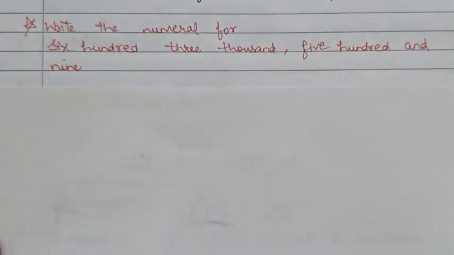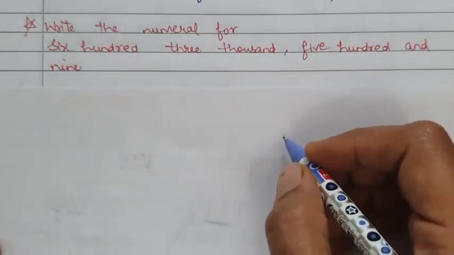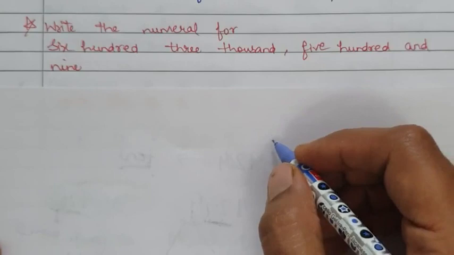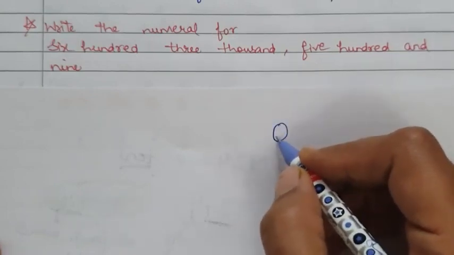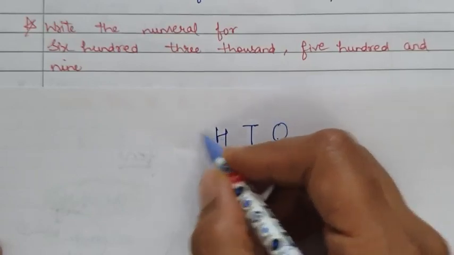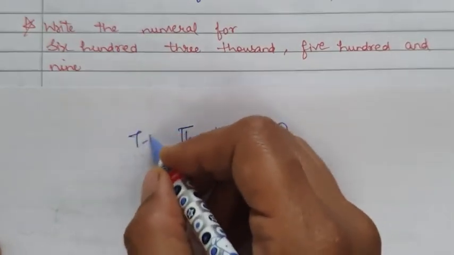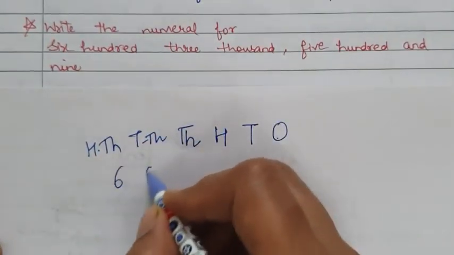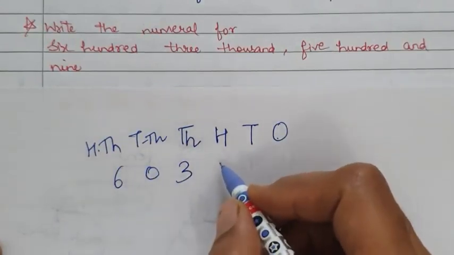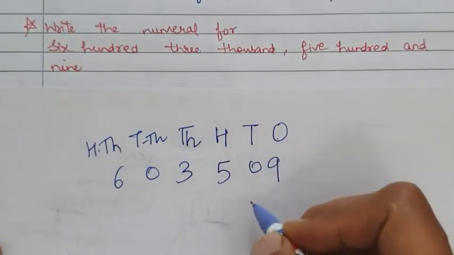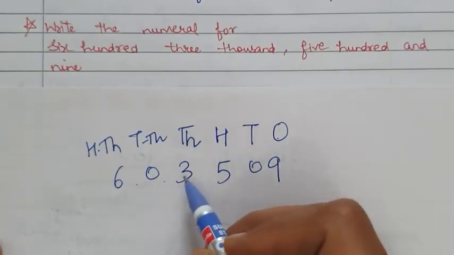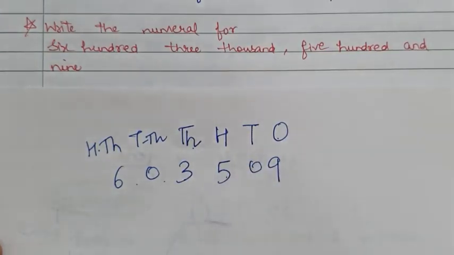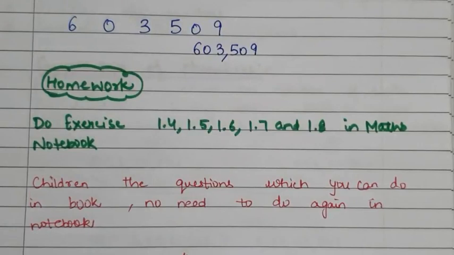Now let us discuss how we can write the numeral for 603,509. Whenever you write the numeral form, we will write the places first: ones, tens, 100, 1000, 10,000, then 100,000. Clear? Now 603,509. So 603,509. Clear?